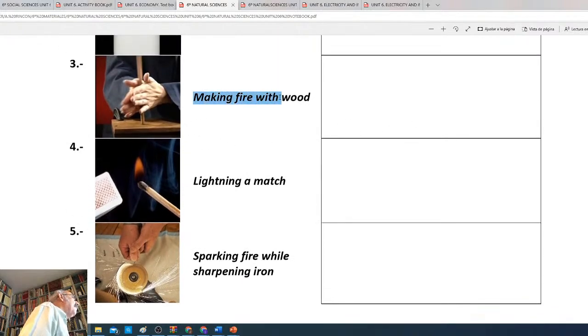So, making fire with wood. You remember in prehistoric times, the way to produce fire was to practice friction. This is an image about that. So, friction of this stick with this other material is able to produce fire. So we are changing kinetic energy due to friction into heat energy.